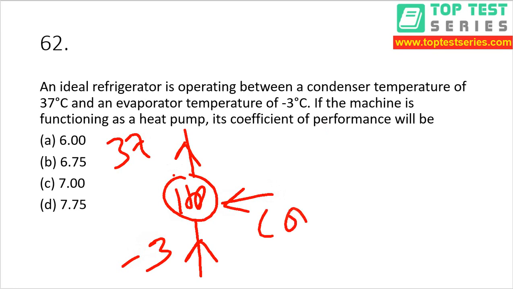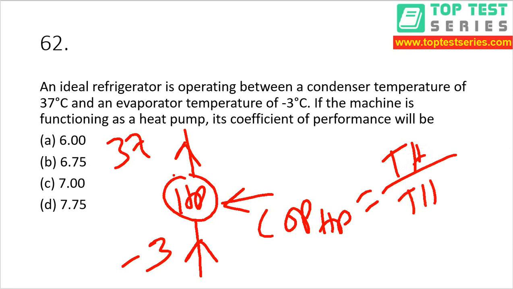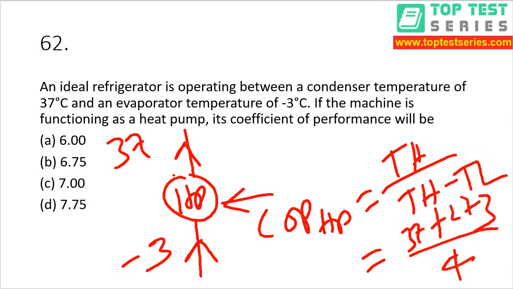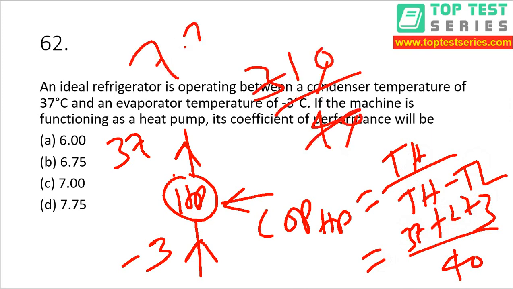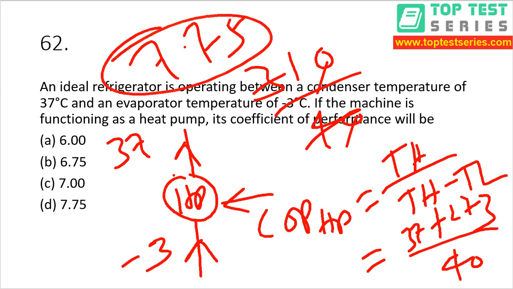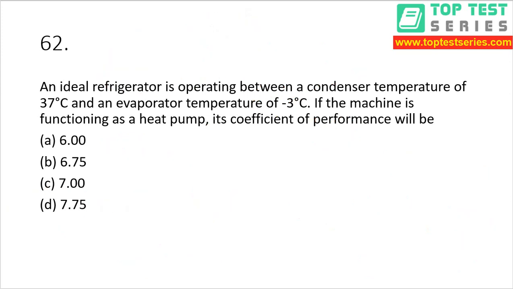So we know what is the formula for COP: TH by TH minus TL. TH is 37 plus 273, and in the denominator that is 40, so it is 310 by 40, which gives 7.75. So the answer for this question is option D.